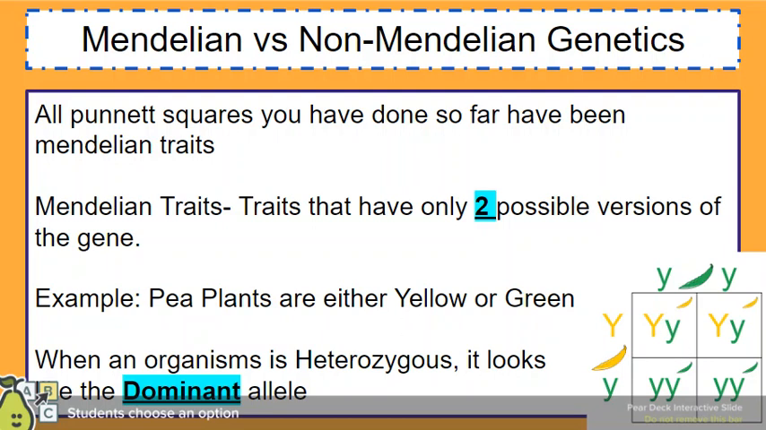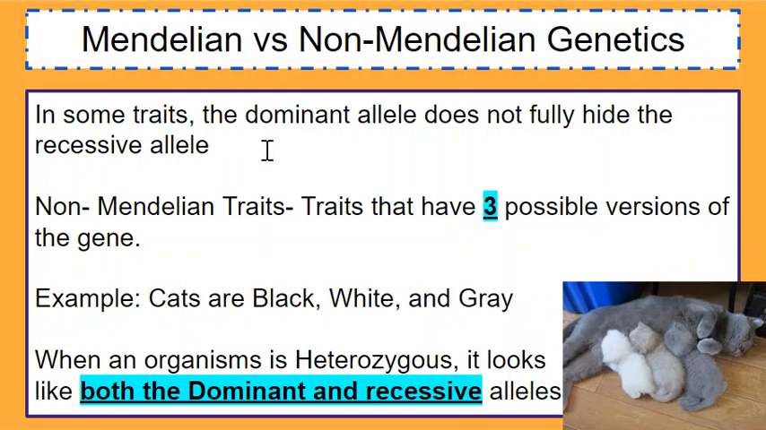This is not true in non-Mendelian genetics. In non-Mendelian genetics, some traits have a dominant allele that is not fully going to hide the recessive allele. So there are three possible versions of a gene. For example, cats can be black, they can be white, and when they mix, they can make gray. When an organism is heterozygous, it is going to look like both the dominant and the recessive. Both alleles show. And it can do this in two different ways.